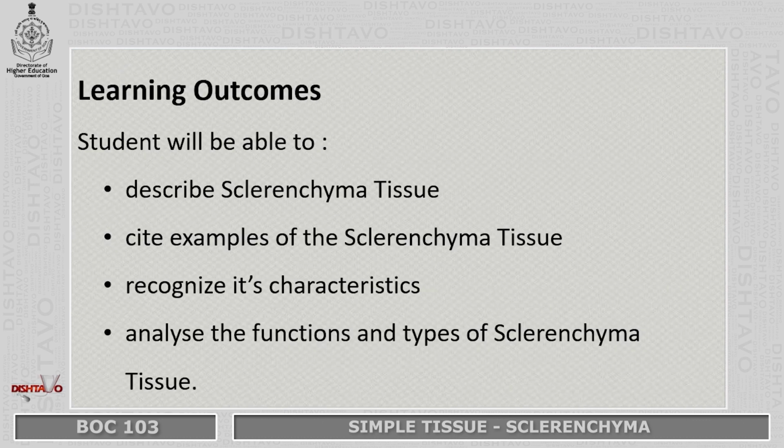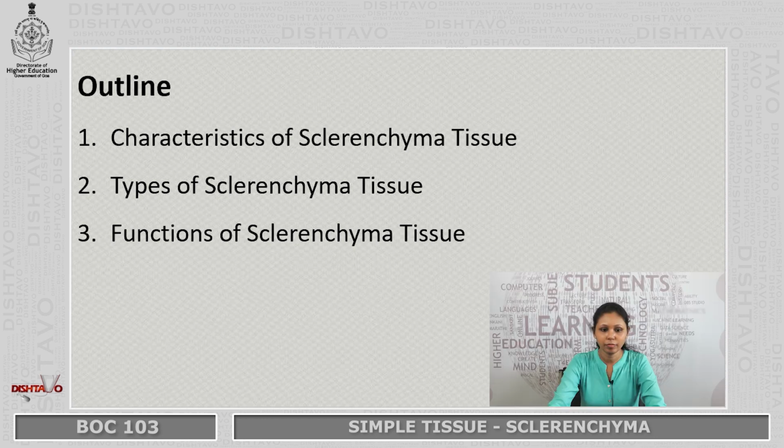Learning outcomes. Student will be able to describe sclerenchyma tissue, cite examples of the sclerenchyma tissue, recognize its characteristics, analyze the functions and types of sclerenchyma tissue. Outline: characteristics of sclerenchyma tissue, types of sclerenchyma tissue, functions of the sclerenchyma tissue.